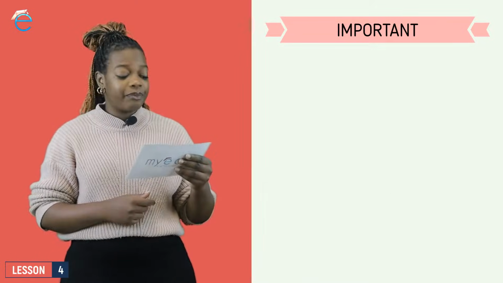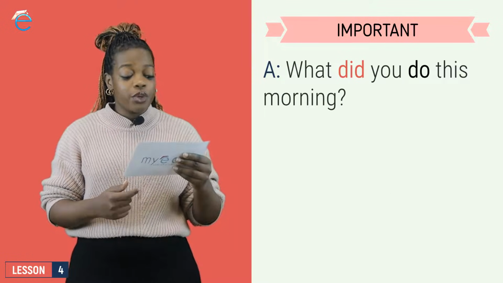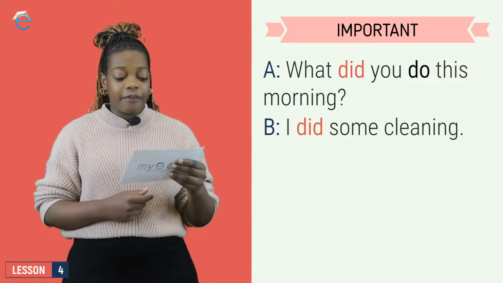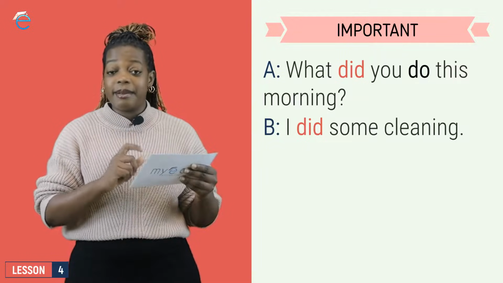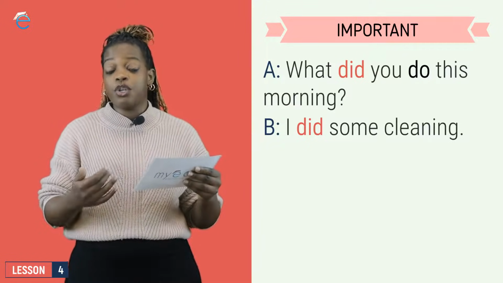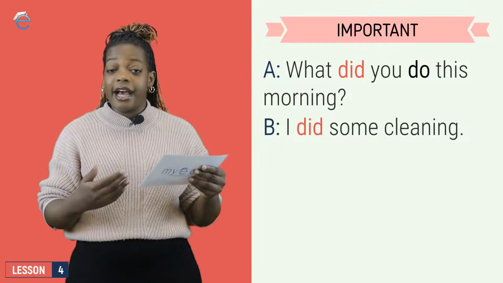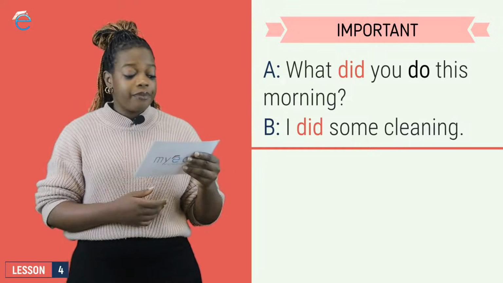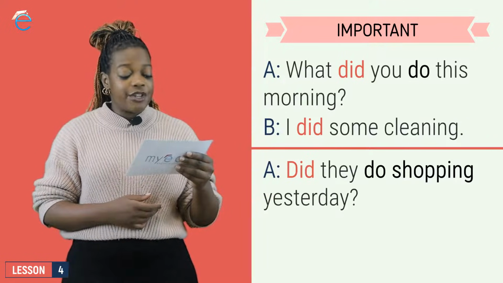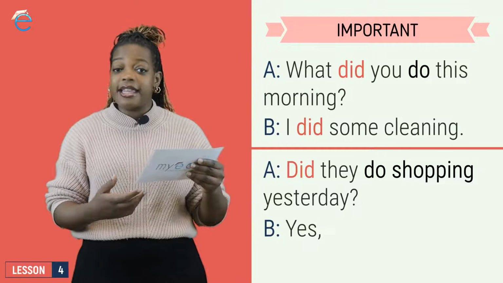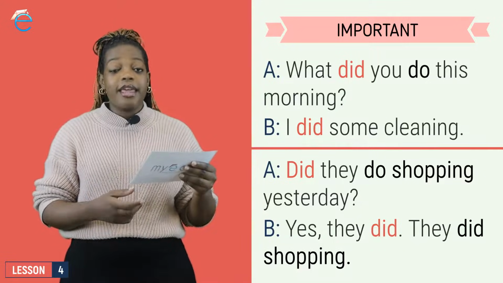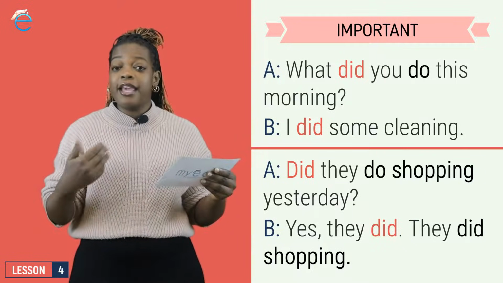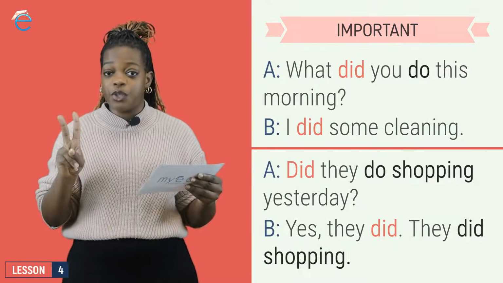For example, what did you do this morning? I did some cleaning. That I did some cleaning is actually to do some cleaning, that now in the past tense becomes did. Or, did they do shopping yesterday? Yes, they did. They did shopping. The did shopping here is to do shopping in the past form, verb two.